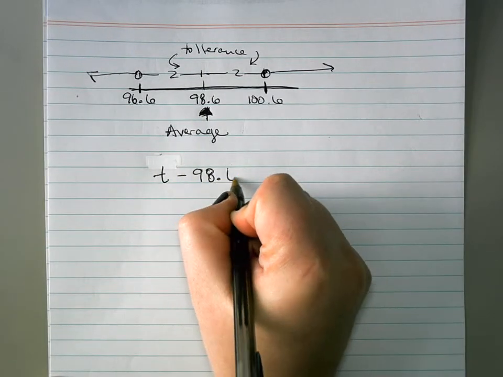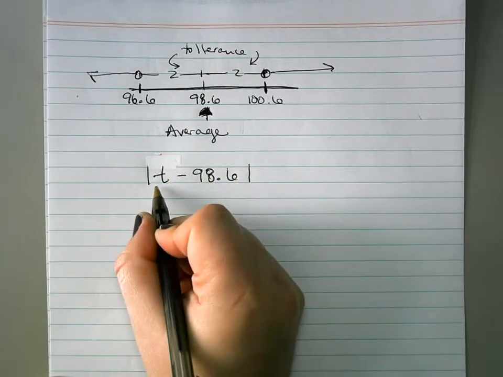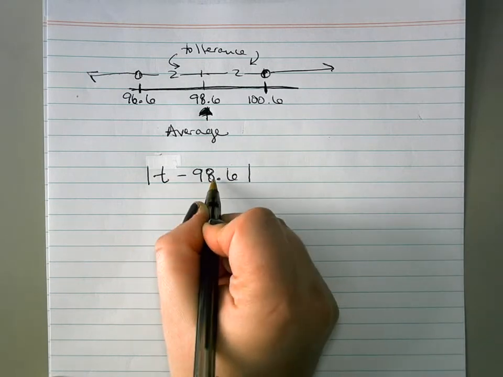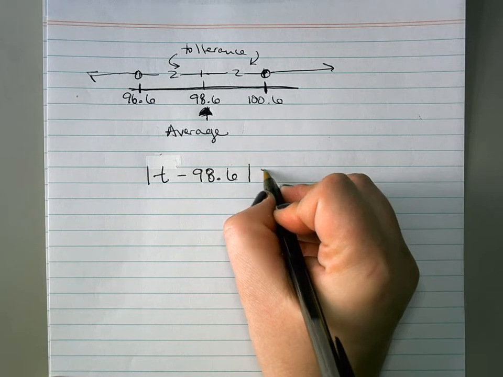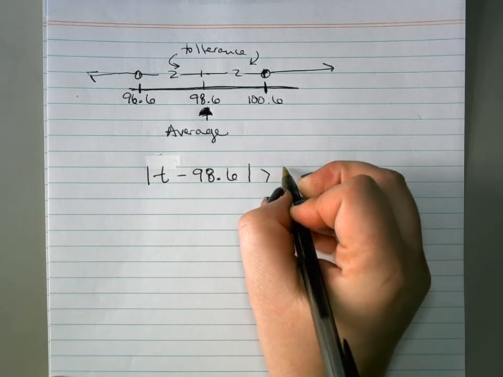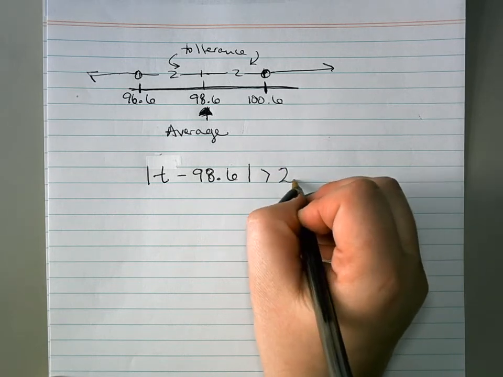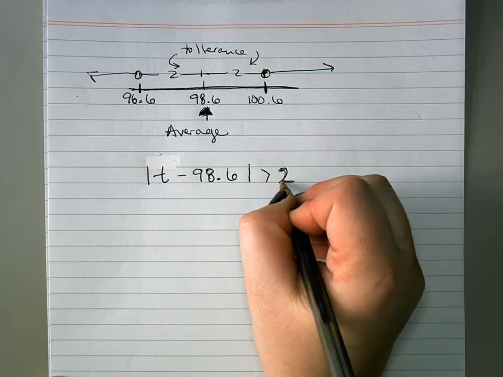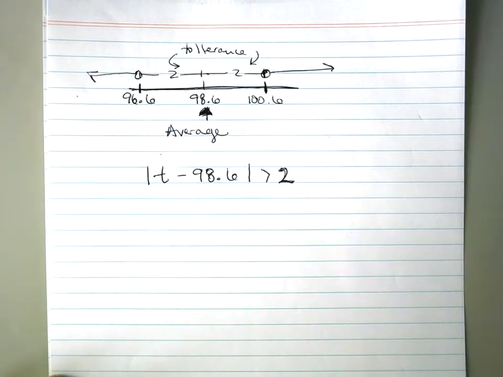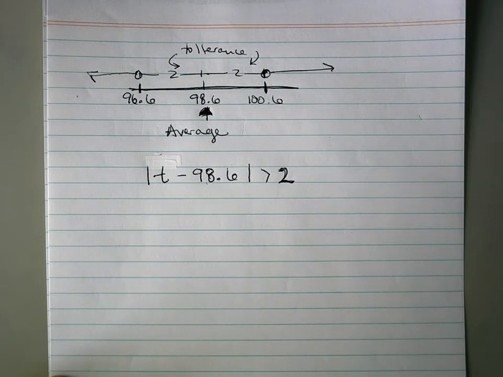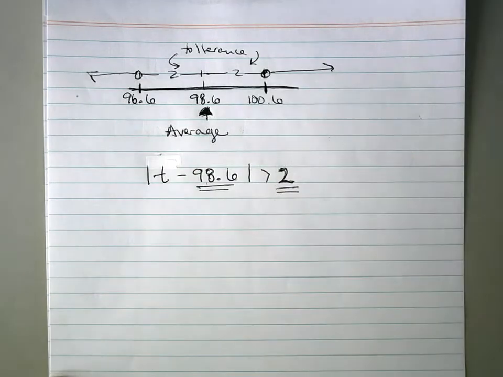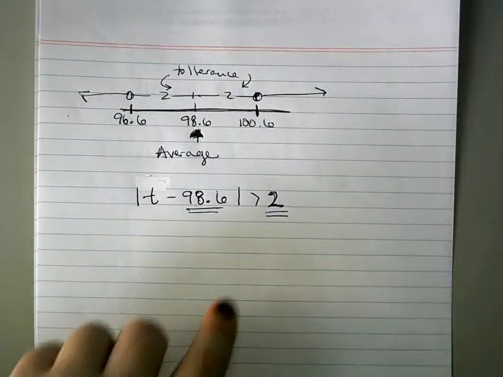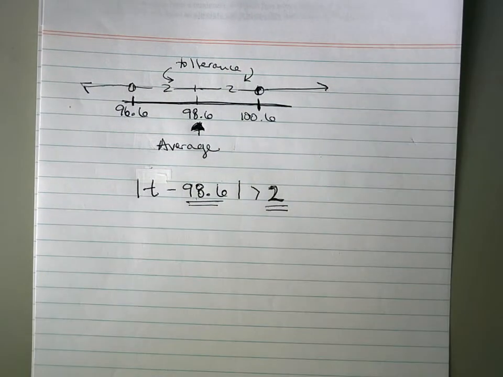where we looked at the difference of the temperatures of students that had to be greater than 2 degrees away from that average. I want to talk more about this average and this tolerance. Remember, I said that the school will tolerate a 2 degree.